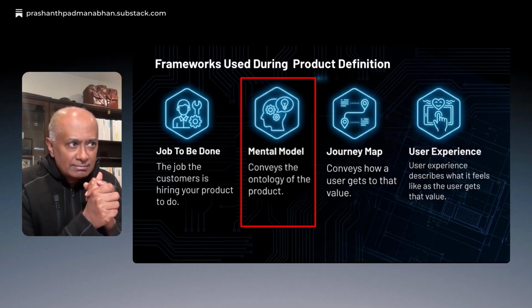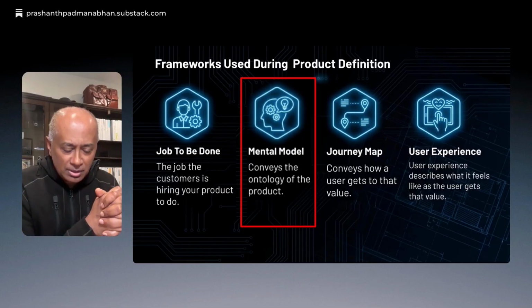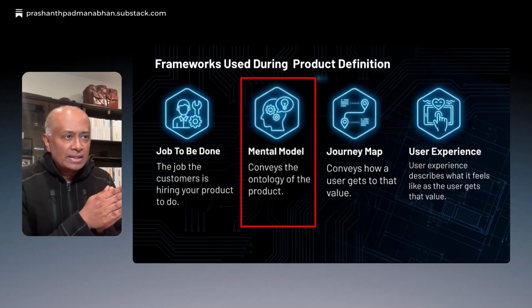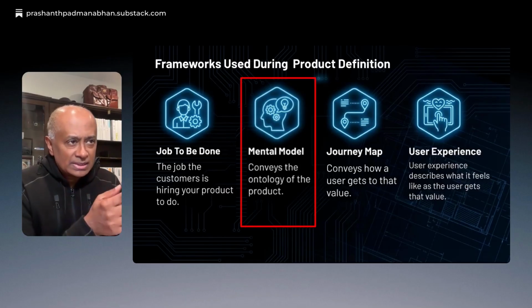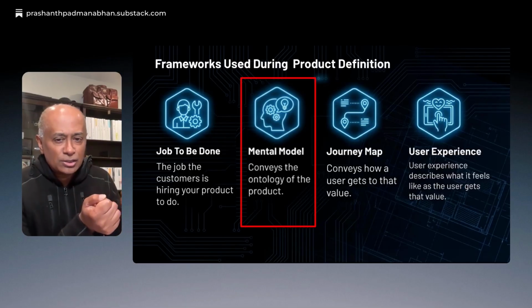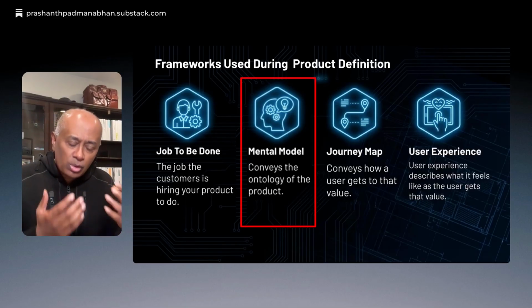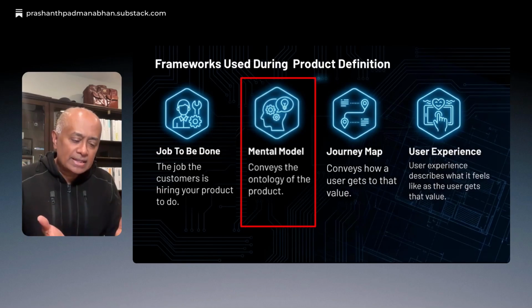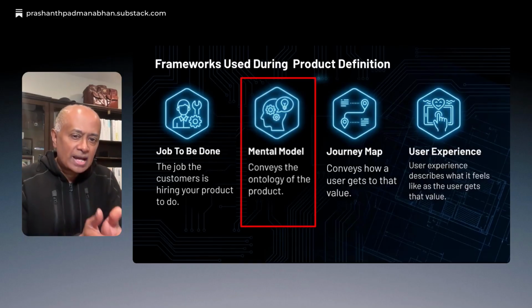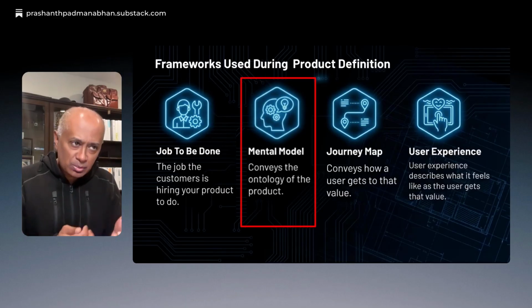Now you may wonder, there are multiple frameworks and multiple concepts that we use during product definition. So where does the mental model fit in? For example, there is the jobs to be done framework. The job to be done framework is the job a customer is hiring your product to do. Now, you always start with that. Why am I building this product, or why am I building this feature? What is the job the customer is hiring this feature to do? You always start with that.